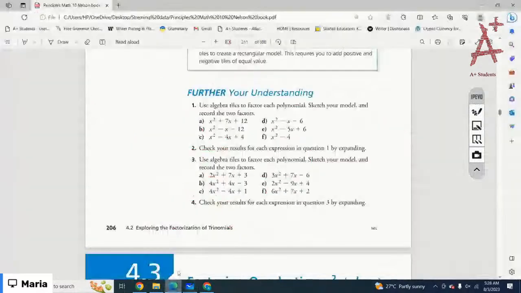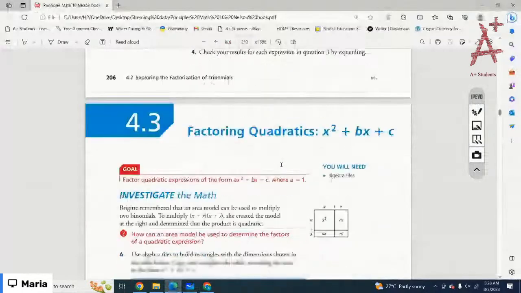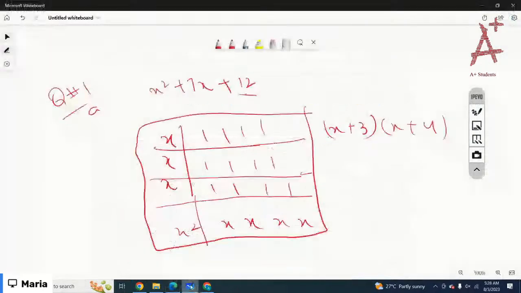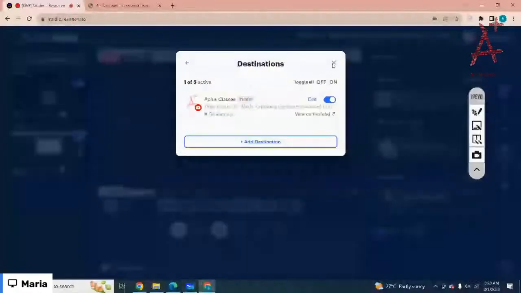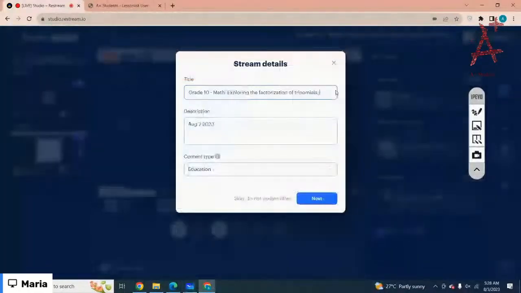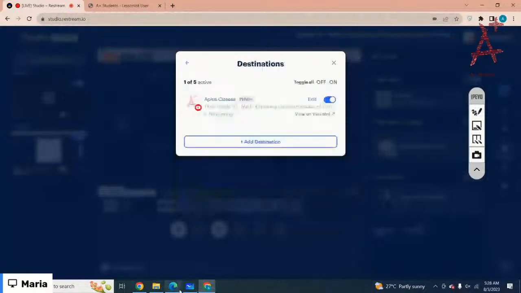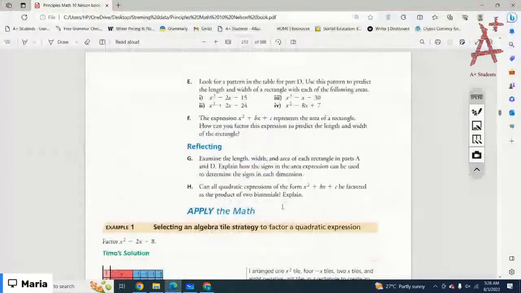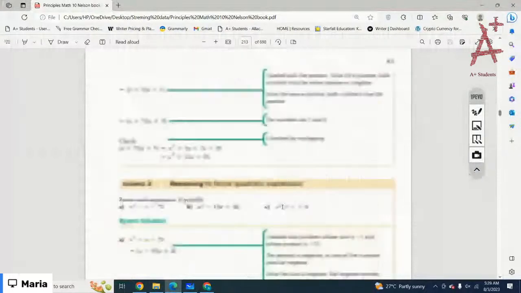Okay, you can do the algebra tiles by yourself. The next one is factoring quadratics, x square plus bx plus c. Factoring quadratics. Okay, now we're going to learn how to factor equations. Got it? So let's just start with the practice questions.